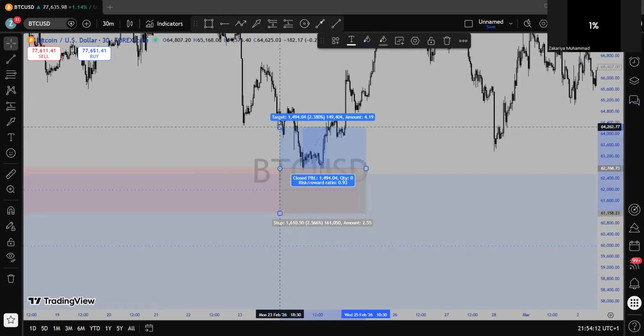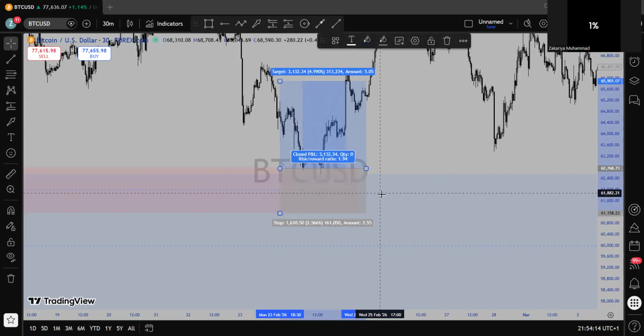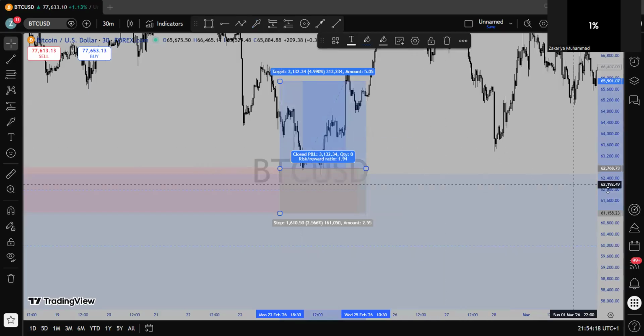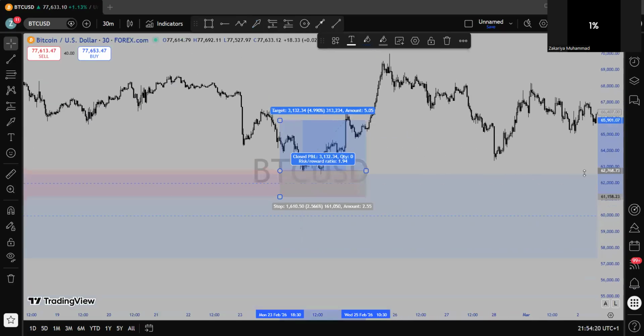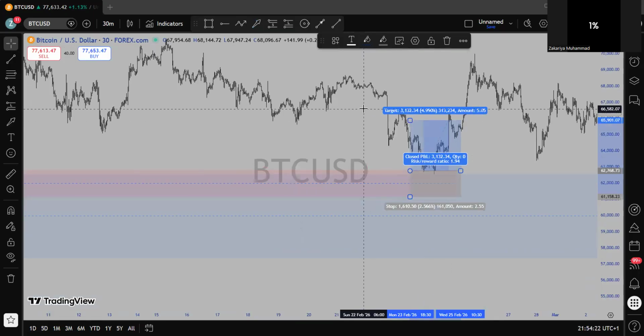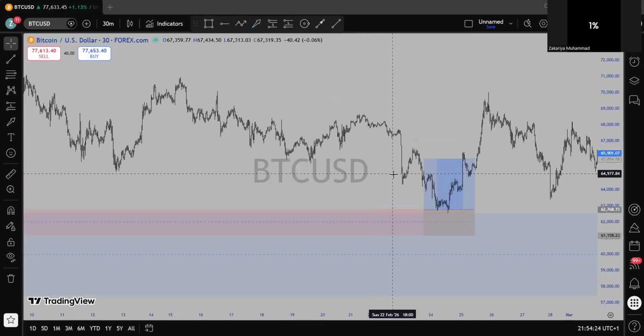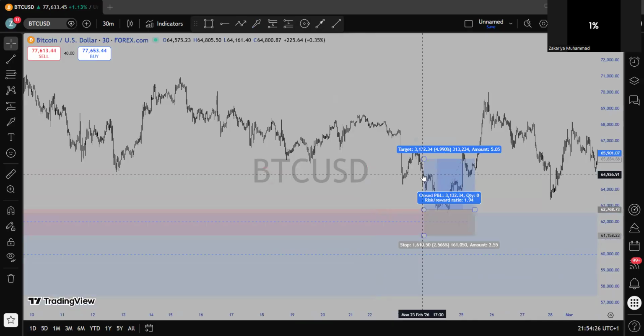Then our take profits, this is a topic of its own: how do we use internal and external liquidity to set our TP and SL. But in this case, I'm just going to summarize things for you. This should be a topic of its own.